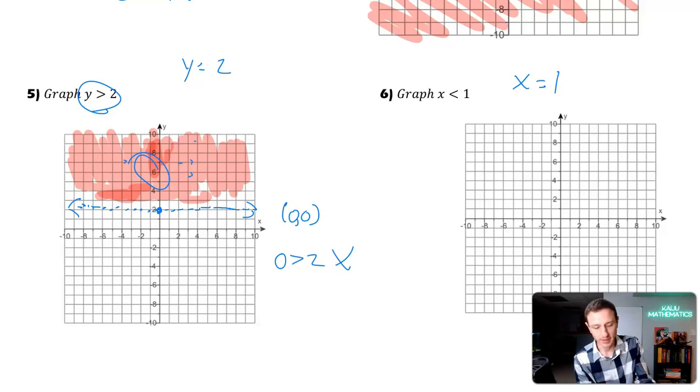And then for x is less than 1, so the x value of 1, this is strictly less than, so that's going to be a dotted line. And we want all the values less than 1, so that means we want to highlight left, because we want all the x values that are less than 1. So what are the x values less than 1? There's 0, negative 1, negative 2, negative 3. So all of these potential ordered pairs over here are going to be less than 1.